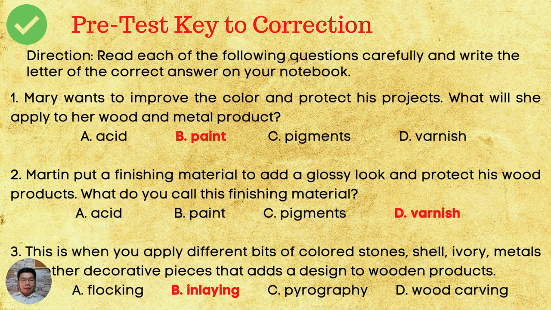Three, this is when you apply different bits of colored stone, shell, ivory, metals, and other decorative pieces that add a design to wooden products. The answer is letter B, inlaying.